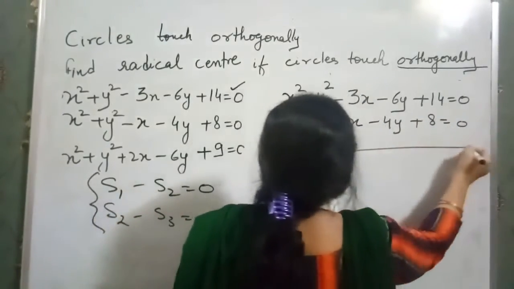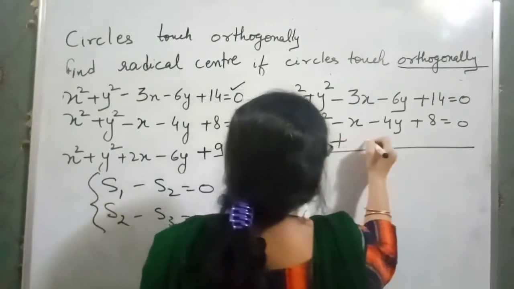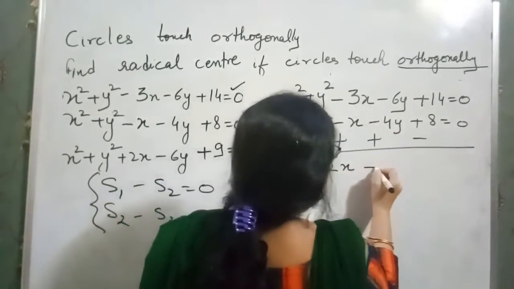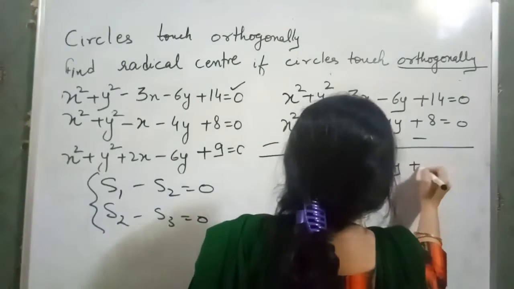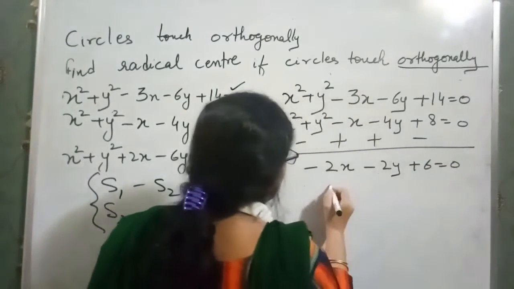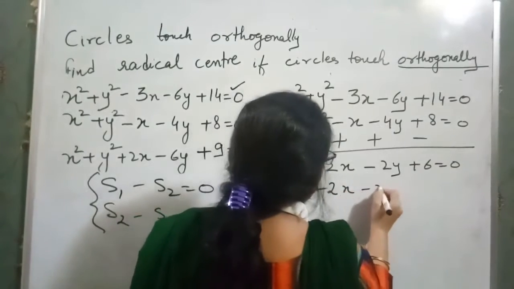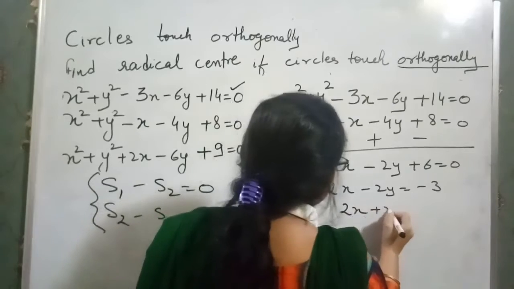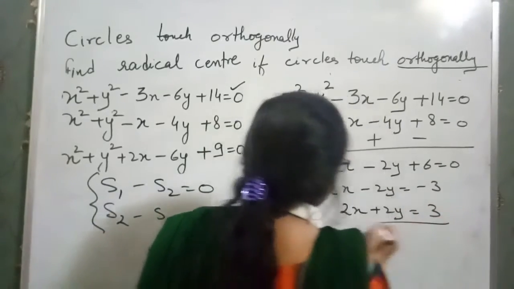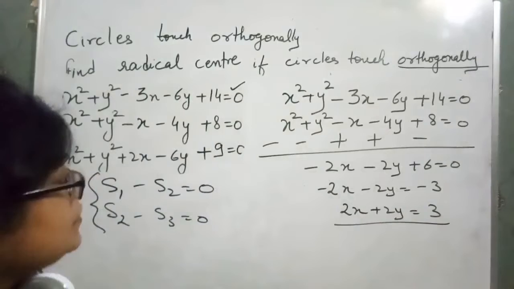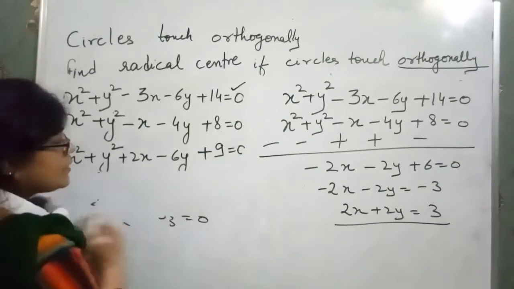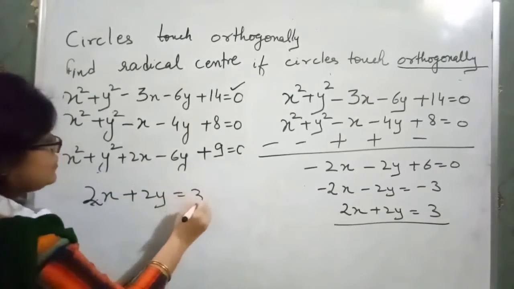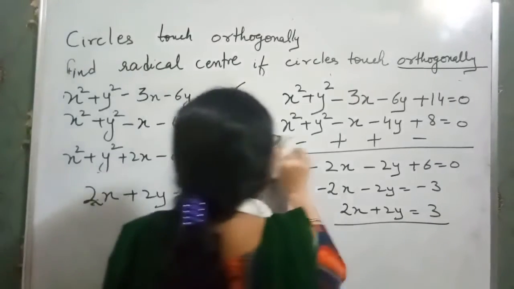Now solve it by changing the sign. We have plus, plus, minus. Minus 2x minus 2y plus 6 is equal to 0. So we have minus 2x minus 2y is equal to minus 6. That is 2x plus 2y is equal to 6. This is the first equation we got here, so write it here. So after solving, we got 2x plus 2y is equal to 6. Similarly, we solve the other two.